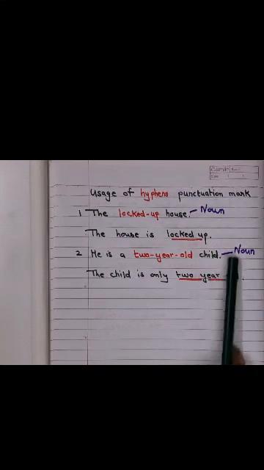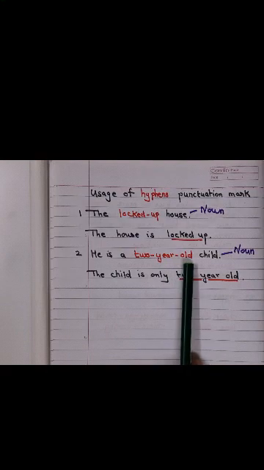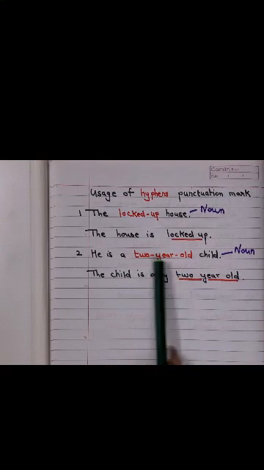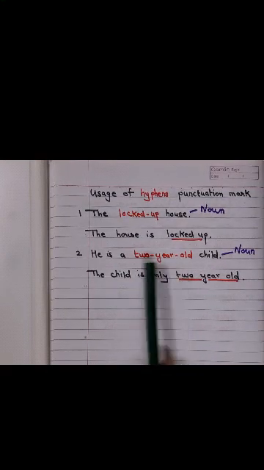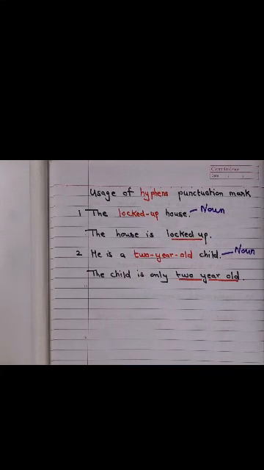Now see, your noun is here and this is describing the noun: 2-year-old child. Now can you see, children? Hyphens are at 2 places. I told you, sometimes in 3 words also we use a hyphen, like merry-go-round, mother-in-law, the examples which I gave you.